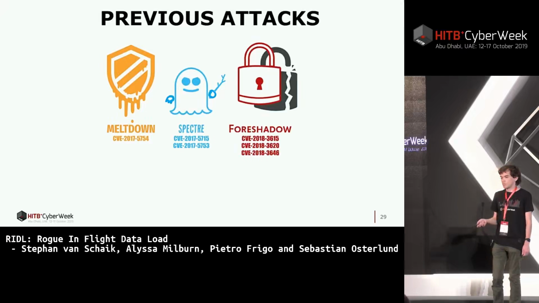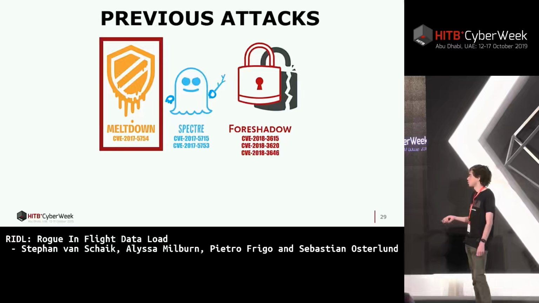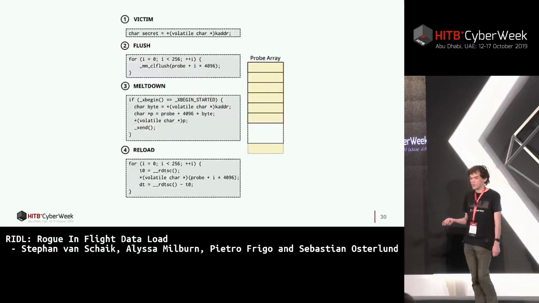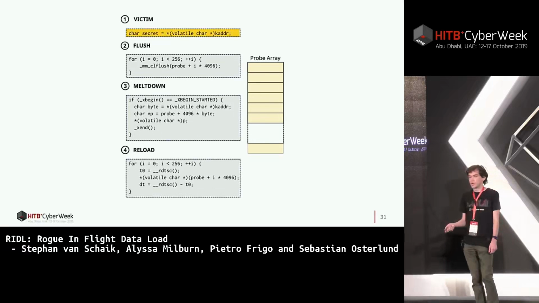So previous attacks you might have seen over the past few years are Meltdown, Spectre, and Foreshadow. And for this talk, to make it simple enough for you to understand, we'll just focus a bit more on the Meltdown part. So to apply this example to Meltdown, we now have 4 stages, and you basically see 2 stages are already very similar, like flush and reload, and we still have this nice probe array.